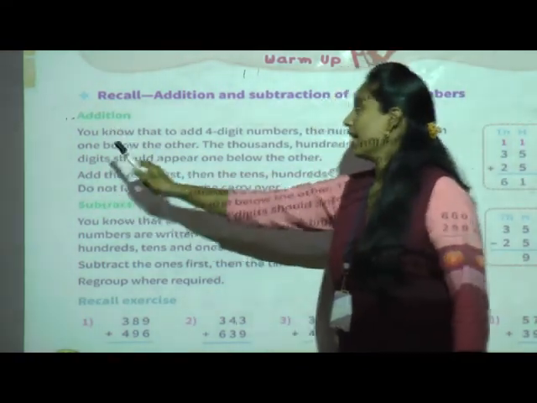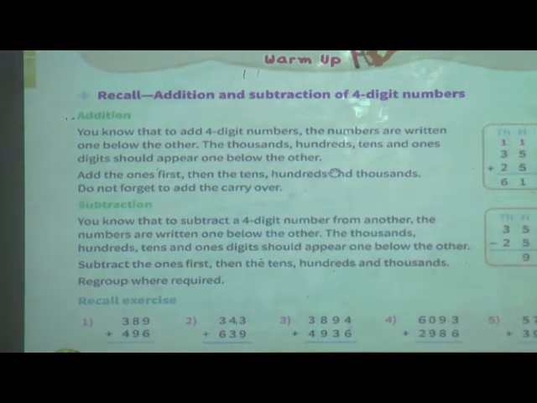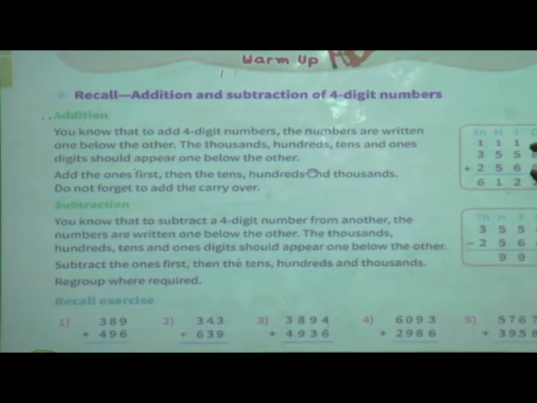So addition, you all know, add 4-digit numbers. The numbers are written one below the other. And how do we do addition? How do we keep one below the other in the place value chart: ones, tens, hundreds and thousands. Okay, and how will we start the addition? We start addition from the ones place. First we will do the addition of the ones place, then tens place, then hundreds place and thousands place. And do not forget to give the carry over, if carry is there.